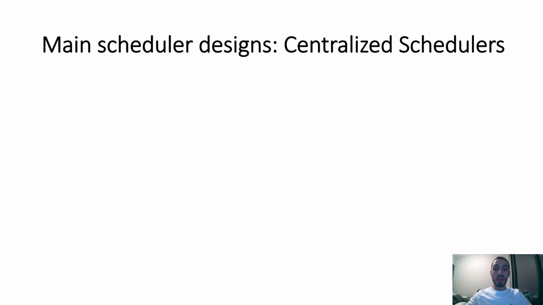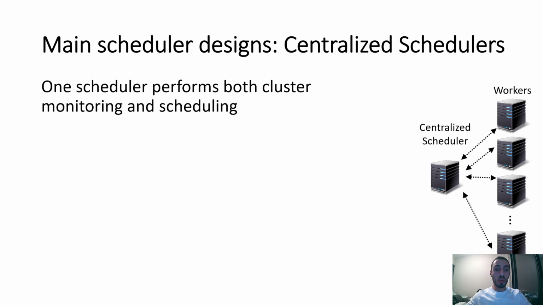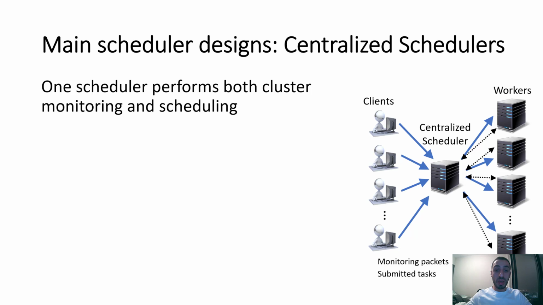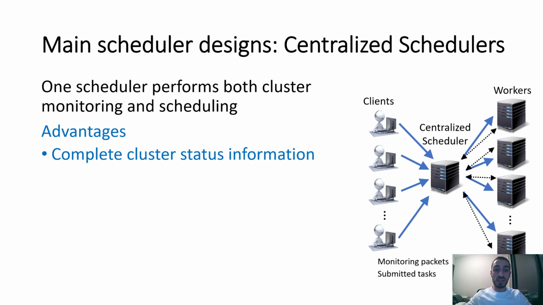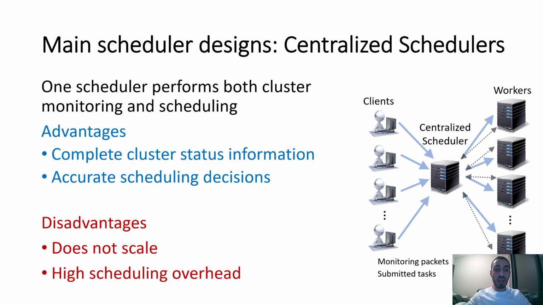Centralized schedulers are one of the main designs in which there is one scheduler in the cluster. This scheduler deals both with cluster monitoring as well as scheduling. All clients submit tasks to the scheduler. The advantage of this design is that since there is only one scheduler, it has complete cluster status information, which leads to accurate scheduling decisions. However, the problem with this design is that it does not scale, and it tends to have a higher scheduling overhead because the single scheduler tends to become the bottleneck.